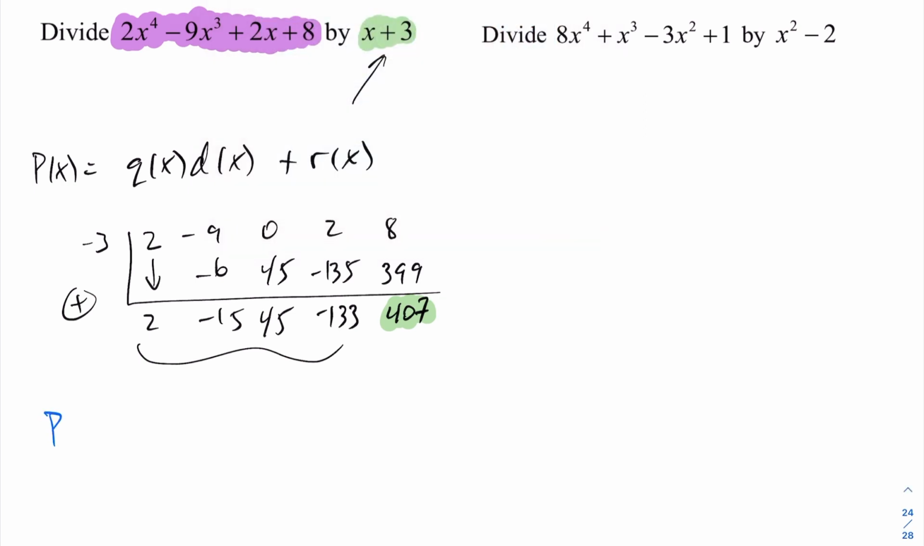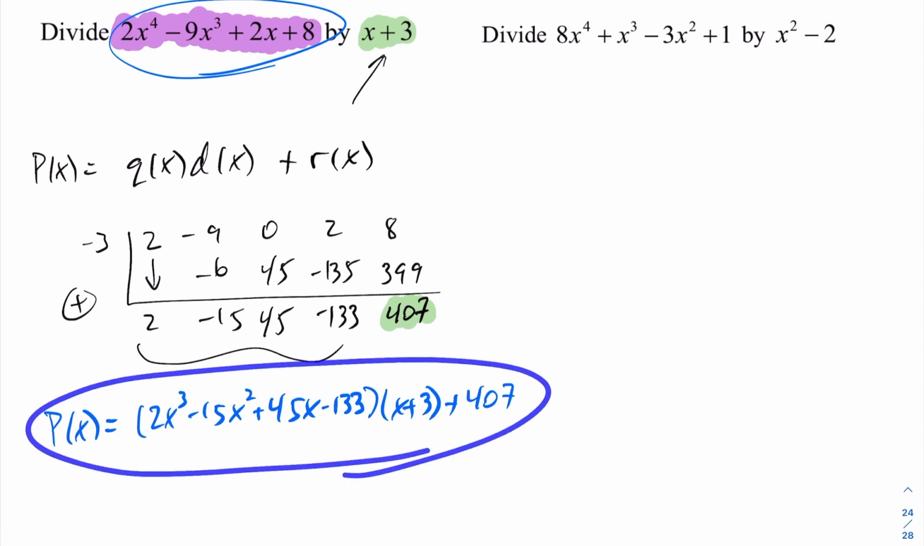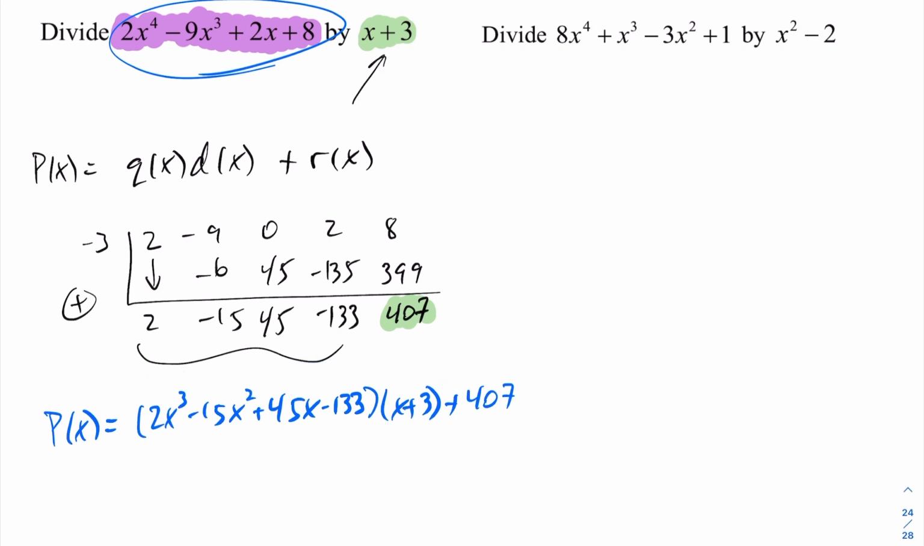So therefore my polynomial, p of x, that's this polynomial here, must break up into the quotient. We start off with degree 4. This is now degree 3, so this will be 2x cubed minus 15x squared plus 45x minus 133 times the divisor, and then plus your remainder. So the quickest way is going through synthetic division, and you can break down your polynomial this way, and then using your division algorithm, you've now divided this out. Let's take a look at the next question.